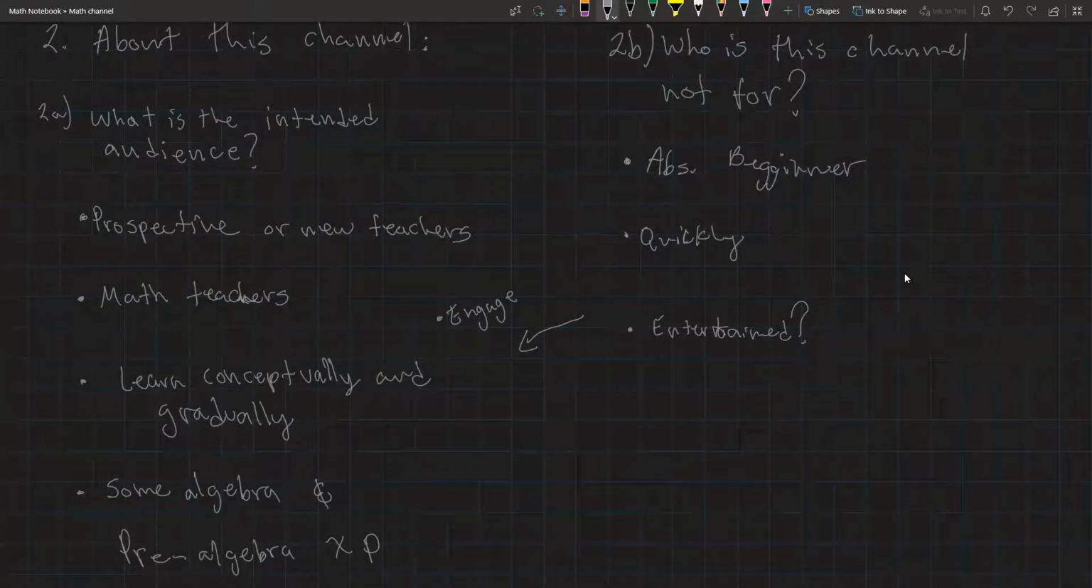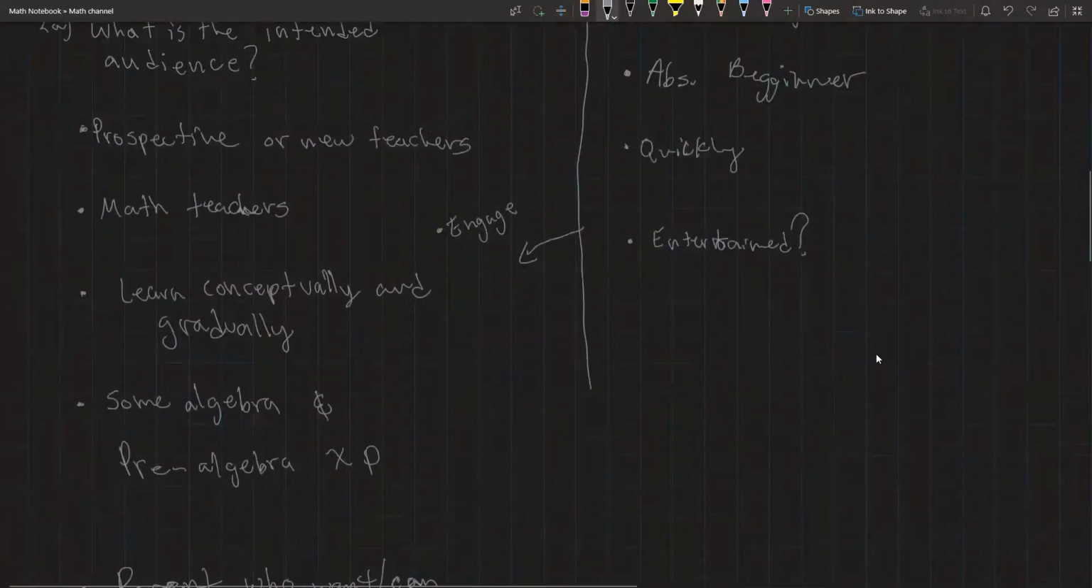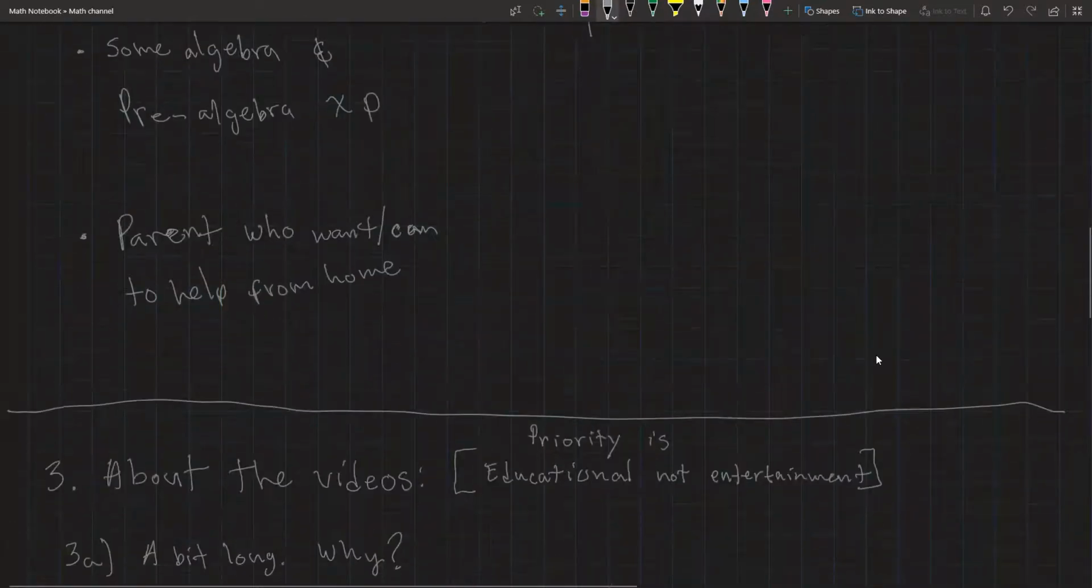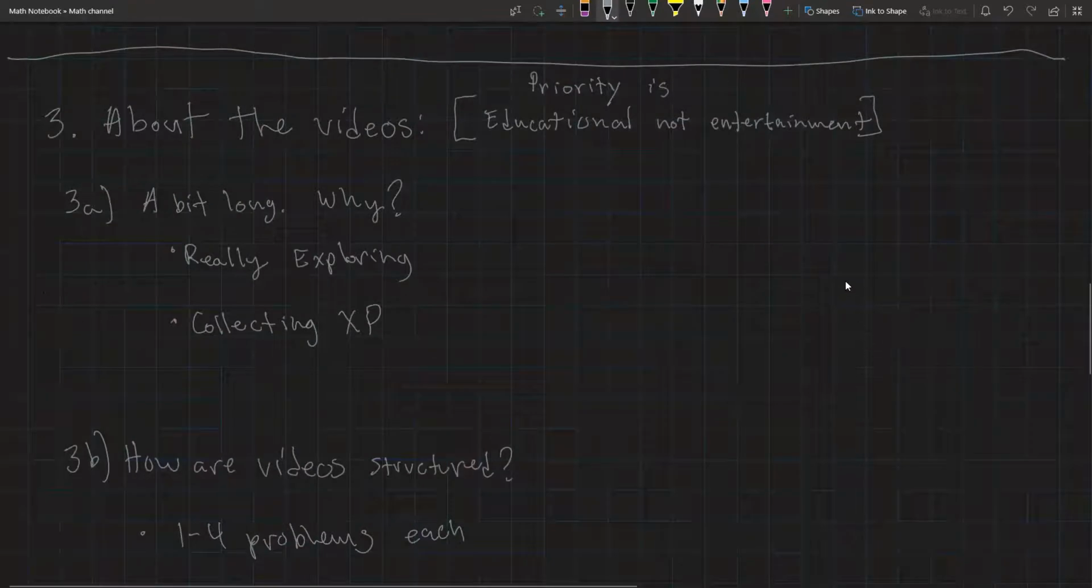So you can see I'm separating these two. All right, so for an absolute beginner, make sure you help them out and then move them to this part of the column, all right? And that's what I would say, because this helps me transition to number 3. Number 2 again was who the channel is for, who it is not for. Number 3 is about the videos.